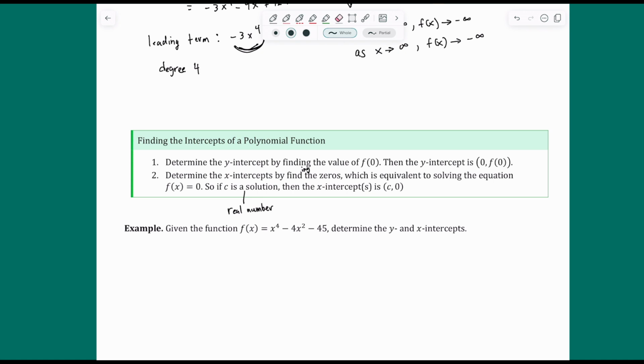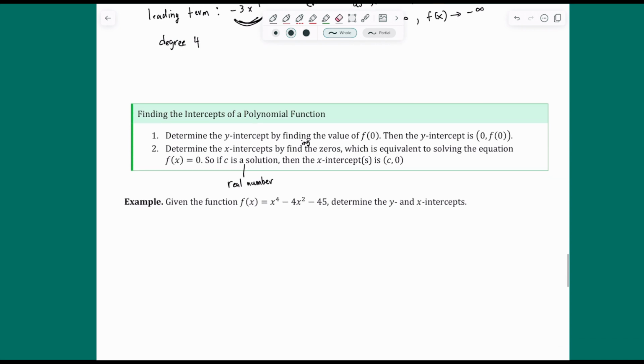All right, let's look at this next example here. Given the function f of x equals x to the fourth minus 4x squared minus 45, we're asked to determine the y and x-intercepts. All right, so the y-intercept is pretty straightforward. All you're doing is plugging in an input of 0. So we're just figuring out what f of 0 is. Plugging that in, we get 0 to the fourth minus 4 times 0 squared minus 45, so we get a value of negative 45 out. So the y-intercept would happen at 0, negative 45.